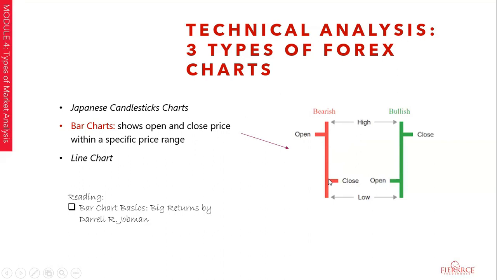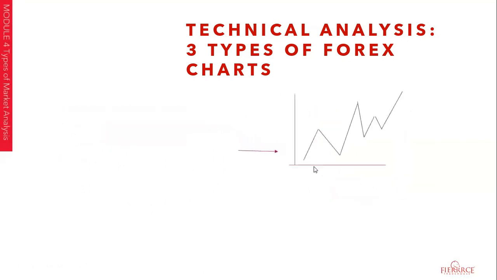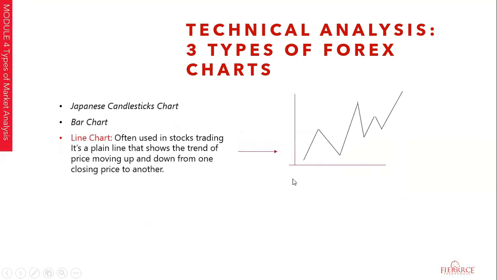Then we have the last and final one, which is a line chart, and that is self-explanatory. This is a graph. We even use this in mathematics in school. So basically, this is a line graph. You can see it clearly. Price is moving up, down, and so on and so forth. So it's a very simple and plain chart.